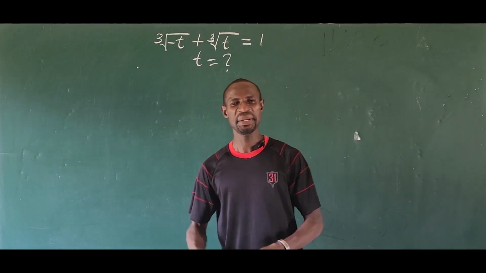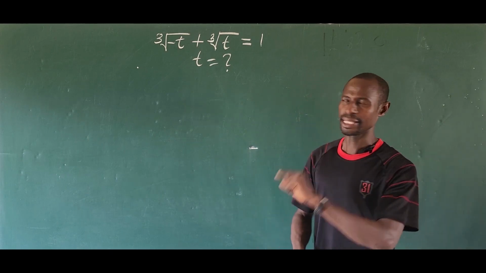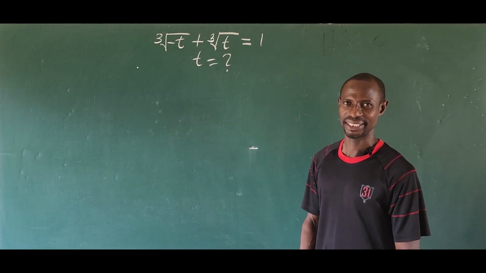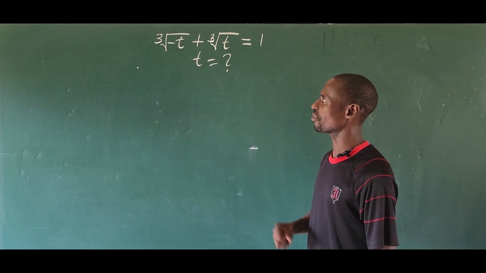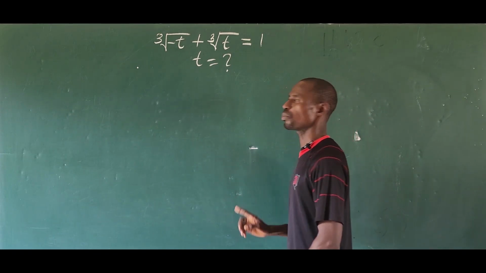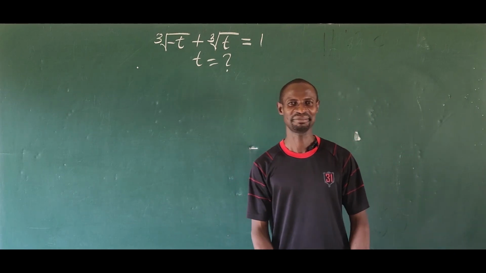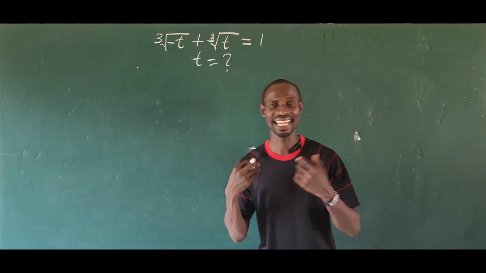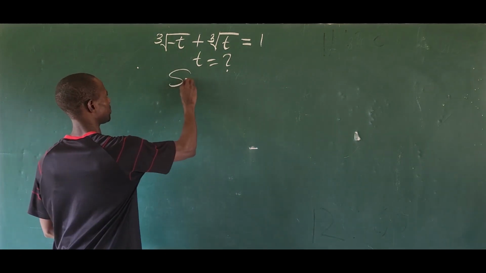Hello, my great people. Welcome to today's class. Look at this radical equation. It's a cube root radical. The question is the cube root of minus t plus the cube root of t equal to 1. What is the value of t here? All right. Now let's see how we solve this. We take our solution first thing.